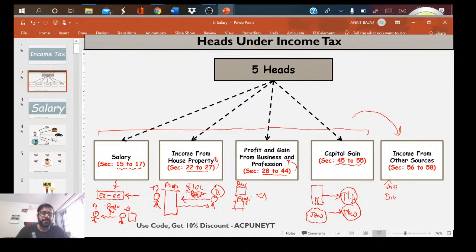If you are running any business or profession and you are earning profit from that business and profession, that will be taxable under PGBP. If you have a capital asset and you transfer it and earn capital gain from it, that will be taxable under capital gain. Remaining other incomes are taxable under income from other sources.